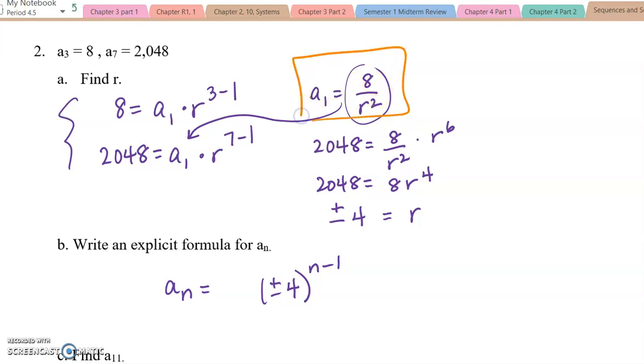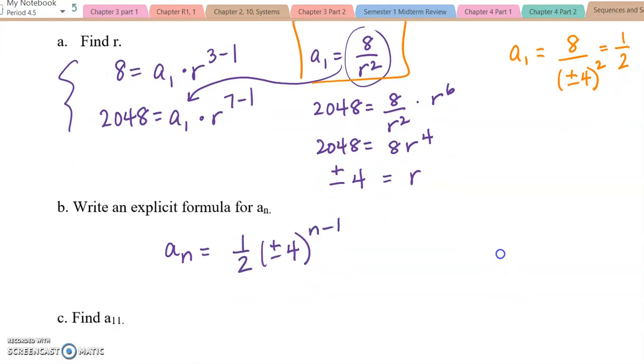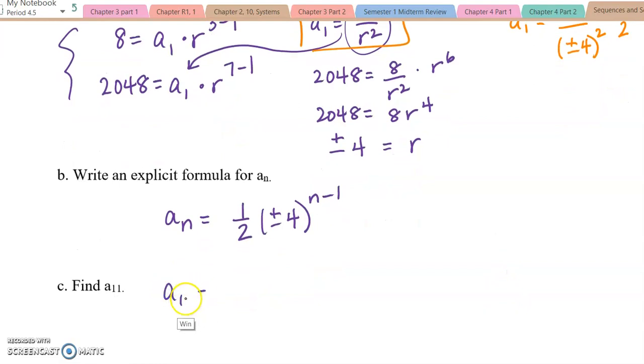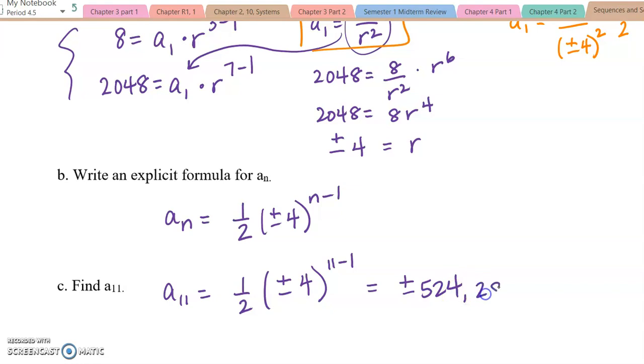So here is my formula for a sub 1. A sub 1 is equal to 8 over r squared, and regardless of r being positive or negative, this number right here will always be 1/2, because plus or minus 4 squared is 16, 8 divided by 16 is 1/2. So there's your explicit formula for a sub n. A sub 11 equals 1/2 times plus or minus 4 to the power of 11 minus 1. And your answer is plus or minus 524,288.